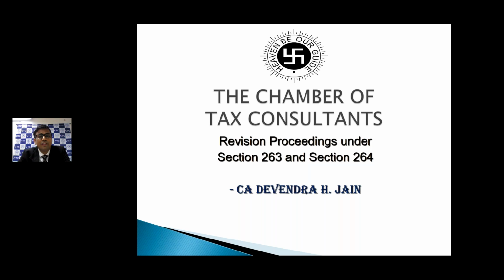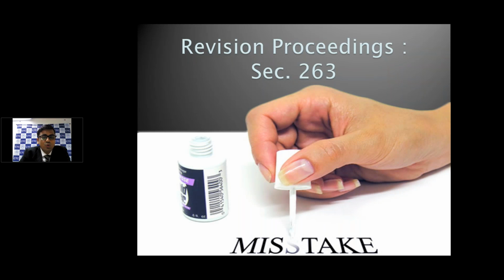The topic which I am going to take today is revision proceedings under section 263 and section 264. These are totally two different kinds of proceedings, though both are a kind of revision proceedings. Section 263 is a revision of orders which are prejudicial to the interest of revenue, and section 264 is titled revision of other orders. So they operate altogether in different fields. Both these revision powers are entrusted with the Commissioner of Income Tax, now also christened as Principal Commissioner of Income Tax.